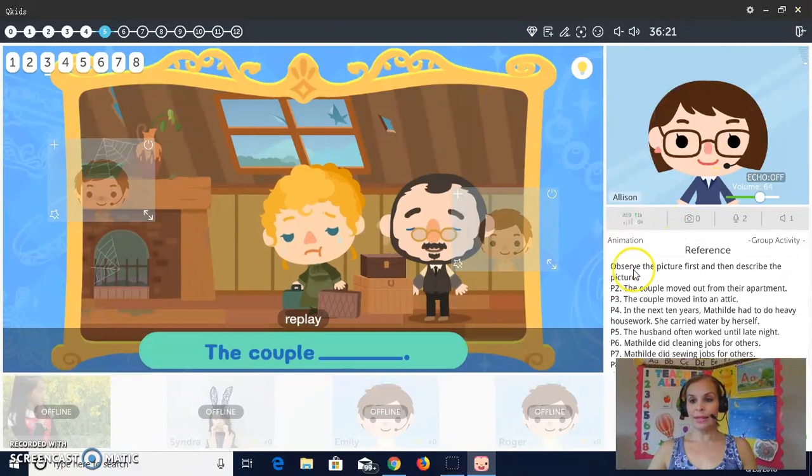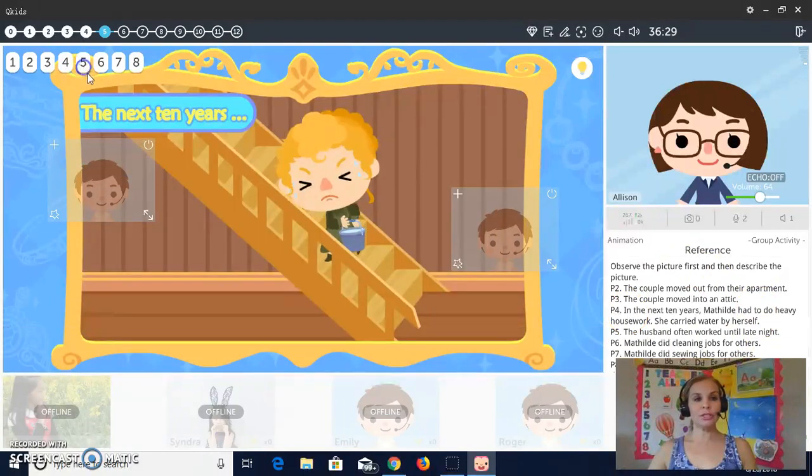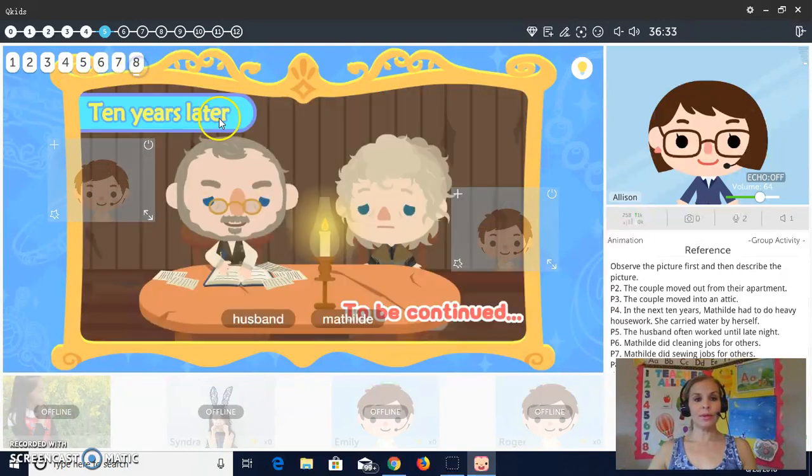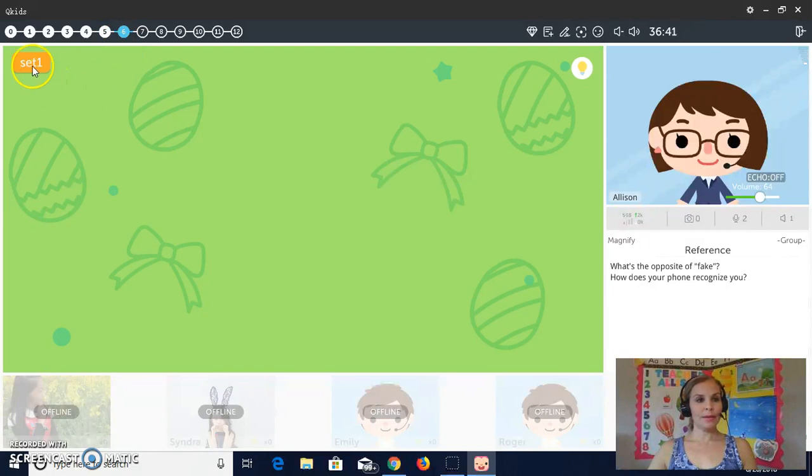And you can kind of guide them with all this information over here because this is what's actually happening in the story. So you go to each page and you kind of do the same thing. You just guide them along. And then it says at the bottom, to be continued. So obviously there's more to the story. Then there's new vocabulary.